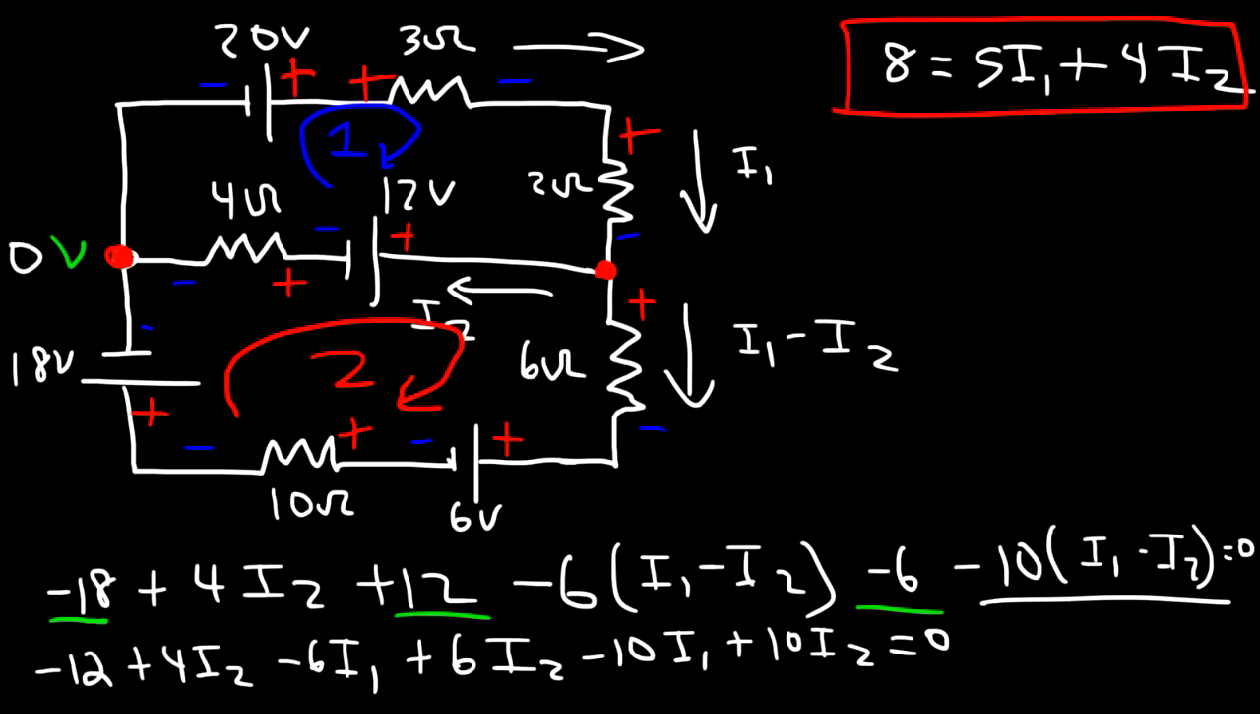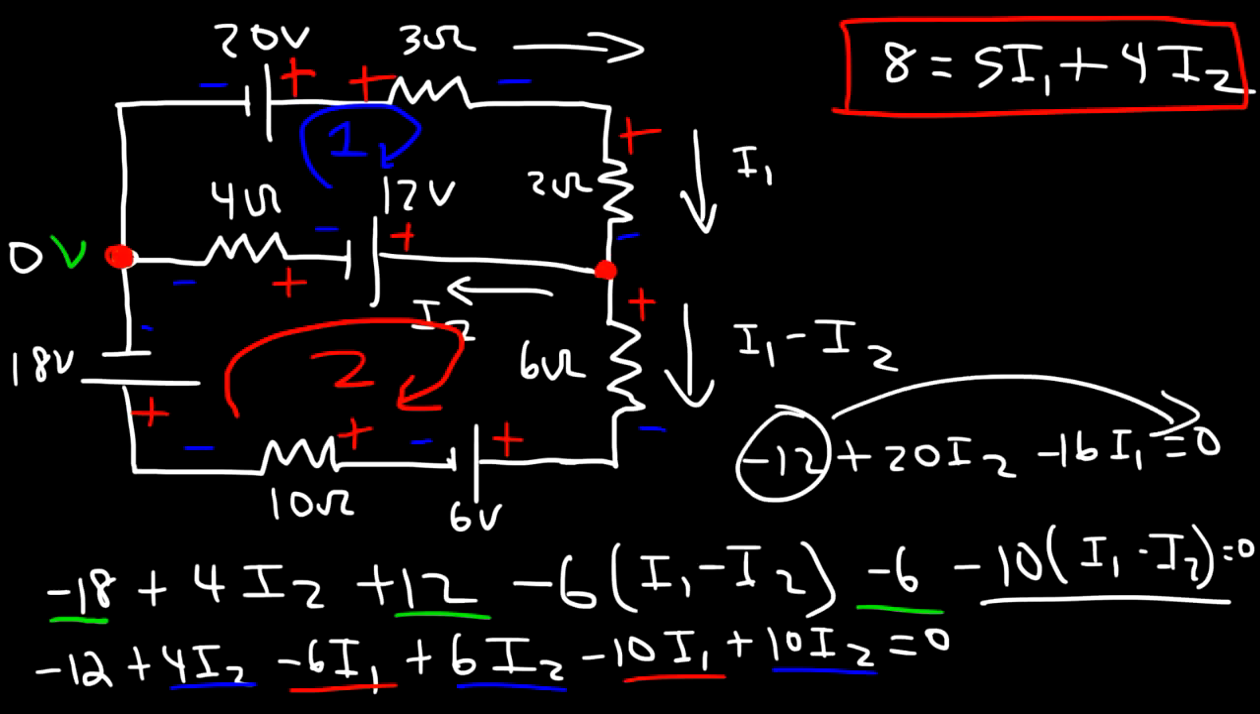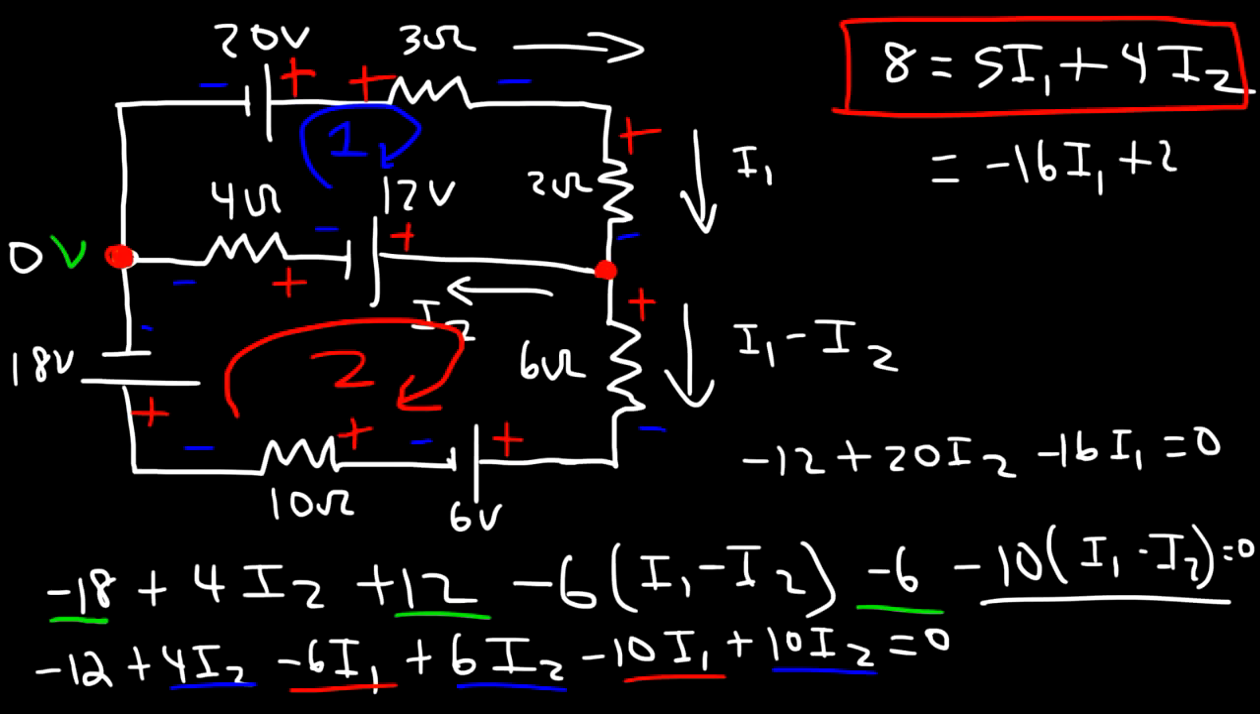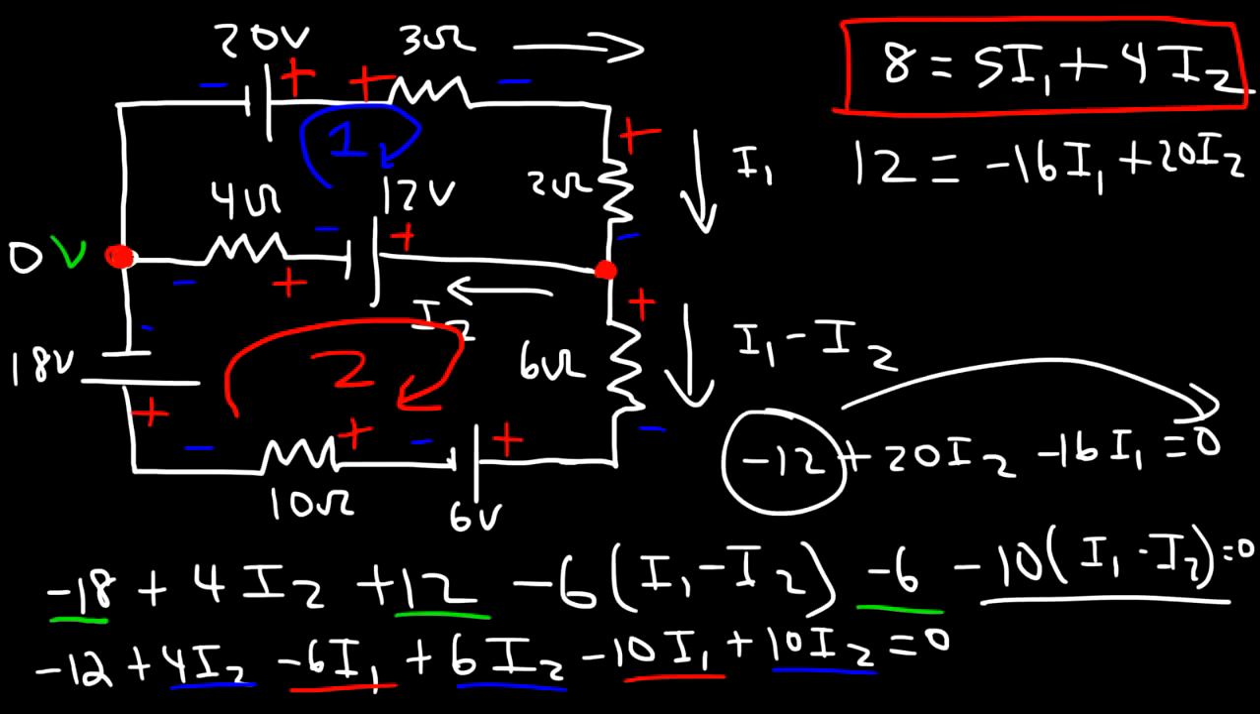Now let's combine like terms. So we have 4I2 plus 6I2, which is 10I2, plus another 10I2. So far we have negative 12 plus 20I2. And then we have negative 6 minus 10. So that's negative 16I1. That's equal to 0. Now, let's take the negative 12 and move it to the other side, so it becomes positive. So on one side of the equation, we're going to have negative 16I1 plus 20I2. On the right side of this equation, we have positive 12, but I've reversed the equation again, so now it's on the left side again.